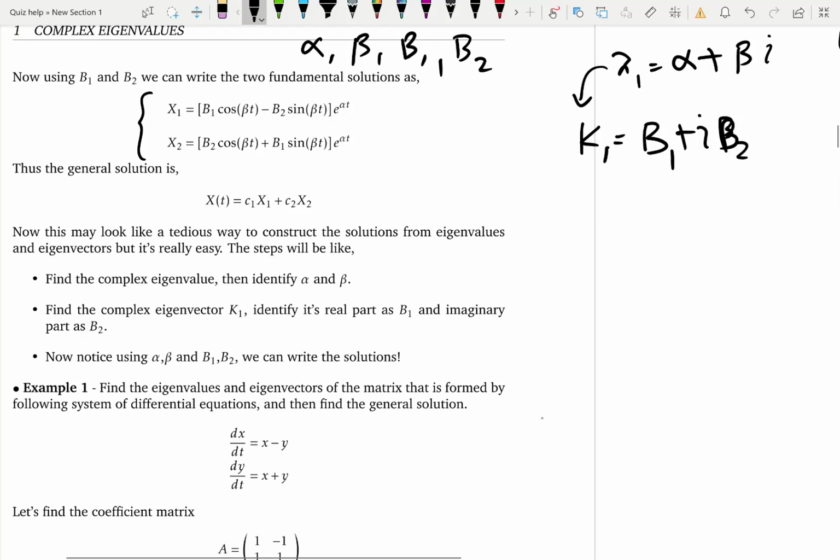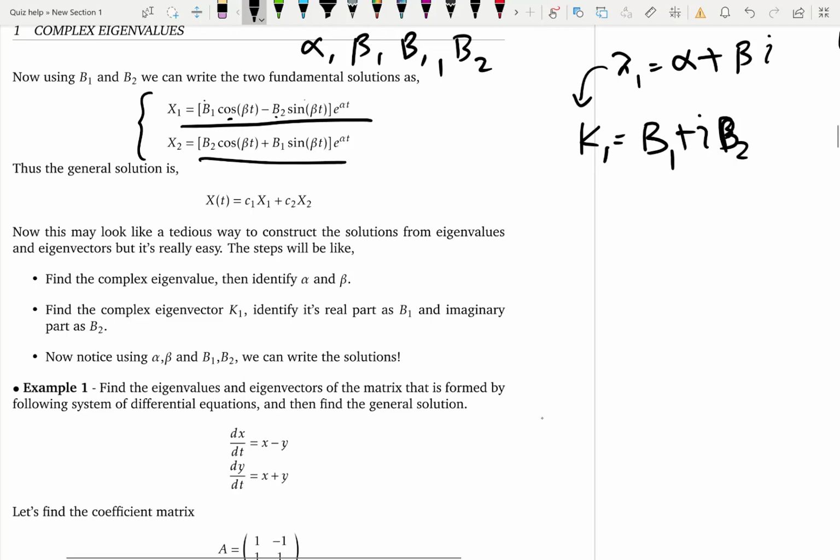Now see, the way you write the first solution is b1 times cosine beta t minus b2 times sine beta t, times e to the alpha t. And the second solution is b2 times cosine beta t plus b1 times sine beta t, everything multiplied by e to the alpha t. So if you know alpha, beta, b1, b2, you are good, right?